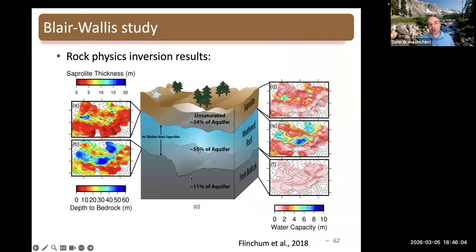So here there's a conceptual model of how the critical zone looks. So what Brady did was to build maps with the saprolite thickness, with the depth of the bedrock, and then the water holding capacity, which is the property that we're trying to estimate because we're interested in the water volume of the aquifer.